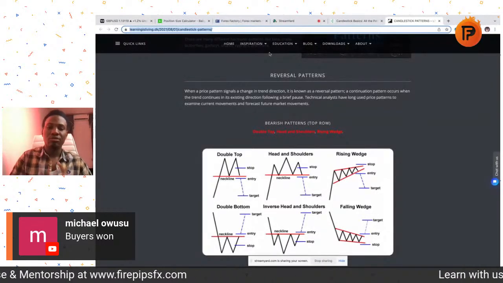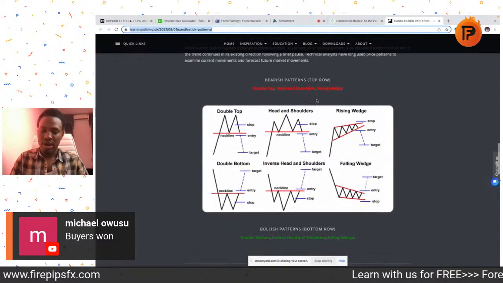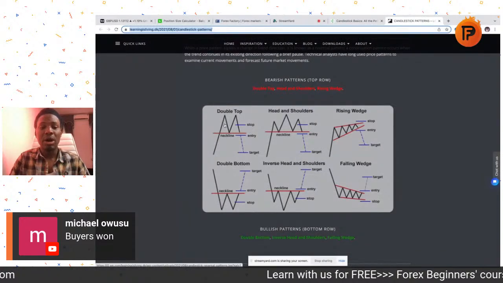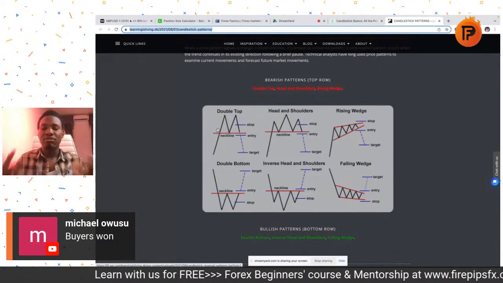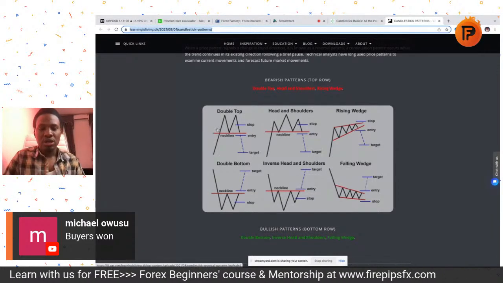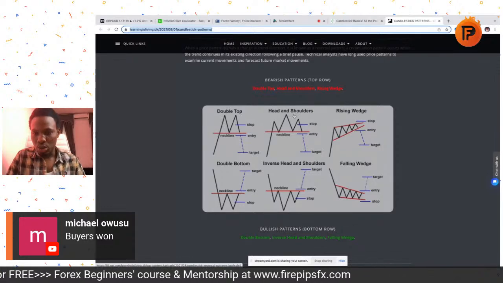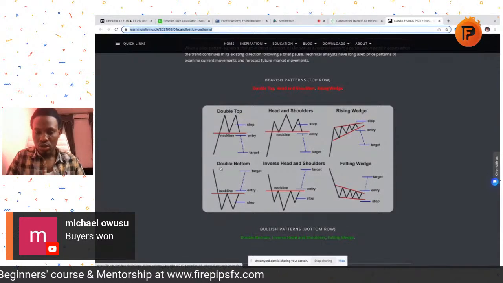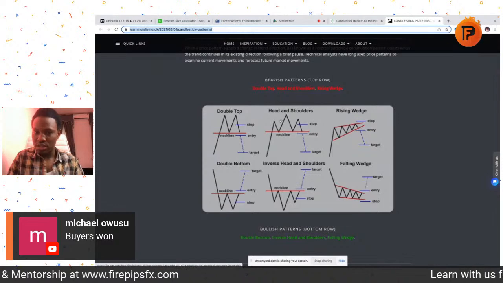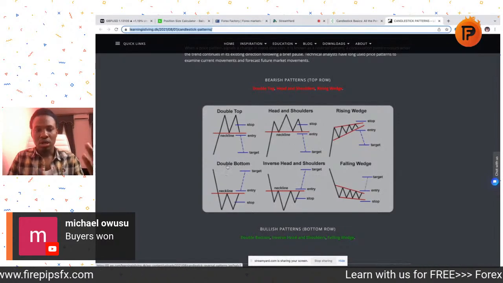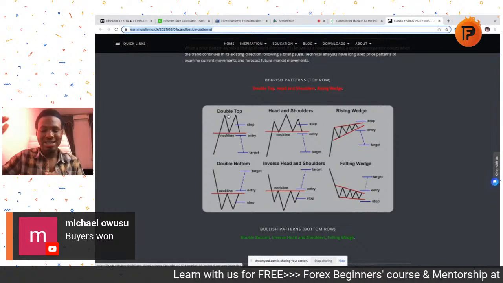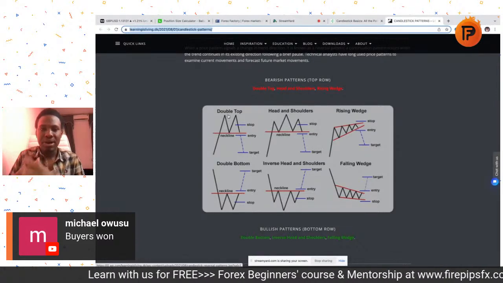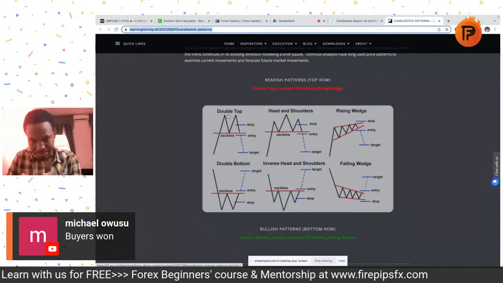Now, examples of these reversal patterns are what you have right here. You must have heard me talking about M patterns or double top. These are reversal patterns. So double top, head and shoulder, rising wedge, double bottom. These are exactly opposite of the ones you find at the top. Double top is found at the top of the charts, so this signifies that price will start dropping from there.